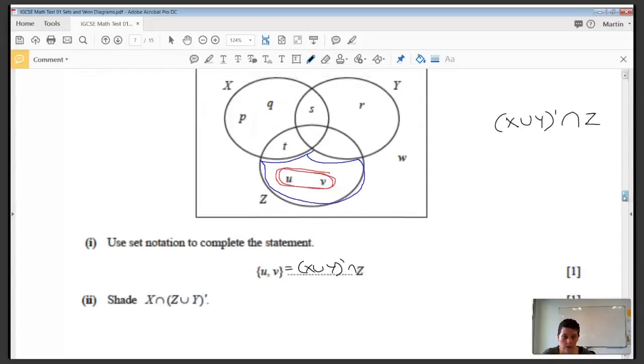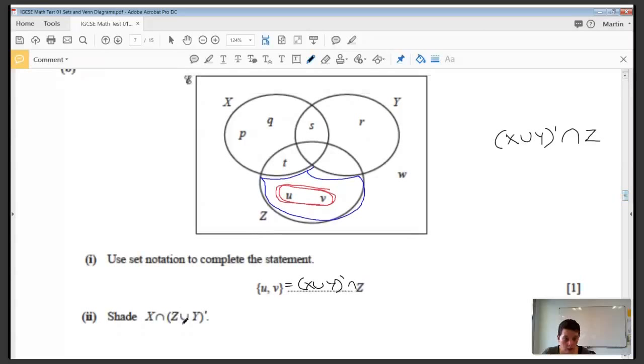They then ask us to shade another one. So we've got to work through this in stages. Okay. First we think, what is Z union Y? So Z union Y, that is these two circles together. Because remember union, we put everything together. They want X intersecting with what is not in Z union Y. So Z union Y, then we go outside of those two circles.